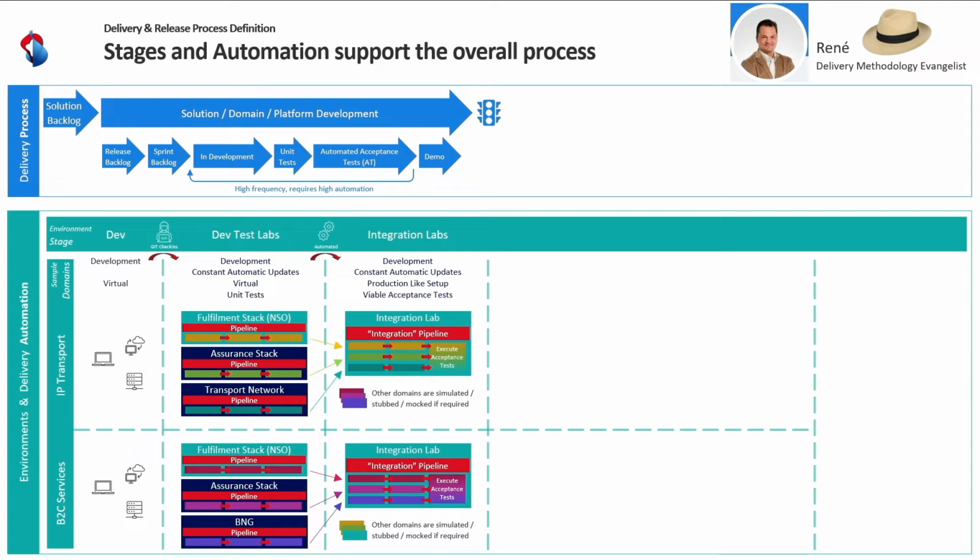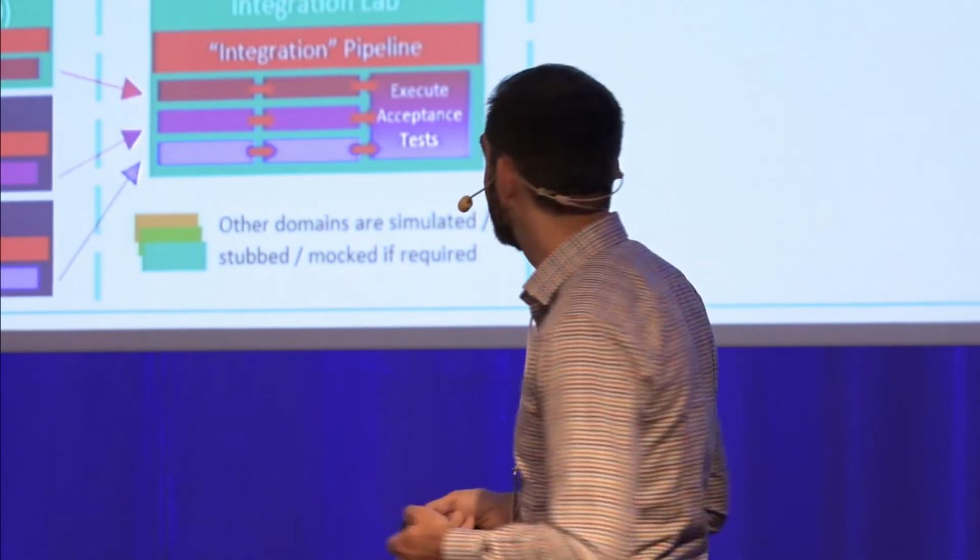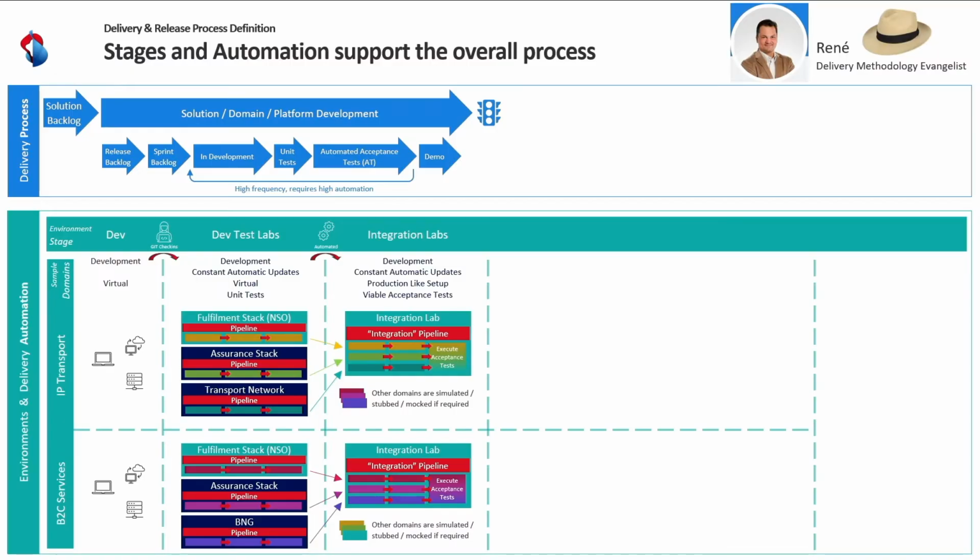Once it's committed into Git, an automated pipeline is run, which we call dev test lab. And you see it consists of everything that is required at this point in time to run unit tests. Here everything is virtual, but we have a dedicated NSO instance, an assurance stack, a transport network stack. At this point in time only virtual, so using NetSim devices. And whenever you commit, then unit tests are run here. If those unit tests are okay, then the code is automatically promoted to the integration lab stage.